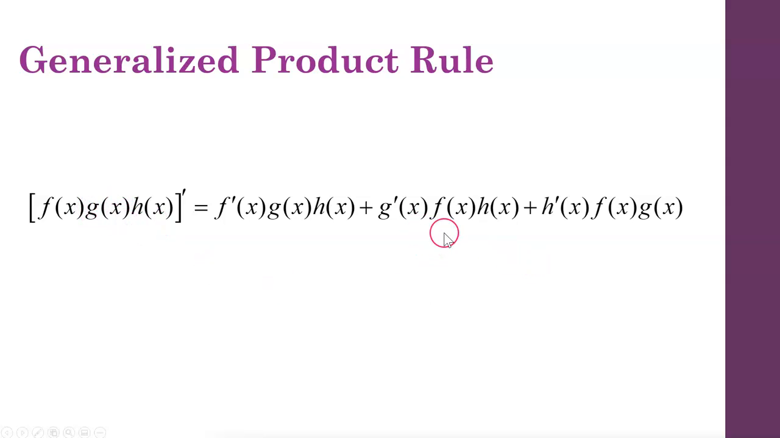So g prime of x gets multiplied by f of x and h of x, and h prime of x gets multiplied by f of x and g of x, and then the results are all added. And if I had 4 functions or 5 functions, the process would still work the same. You take the derivative of one of those functions, multiplied by the remaining functions, add it to the derivative of the second part, multiplied by the other functions, and so on.